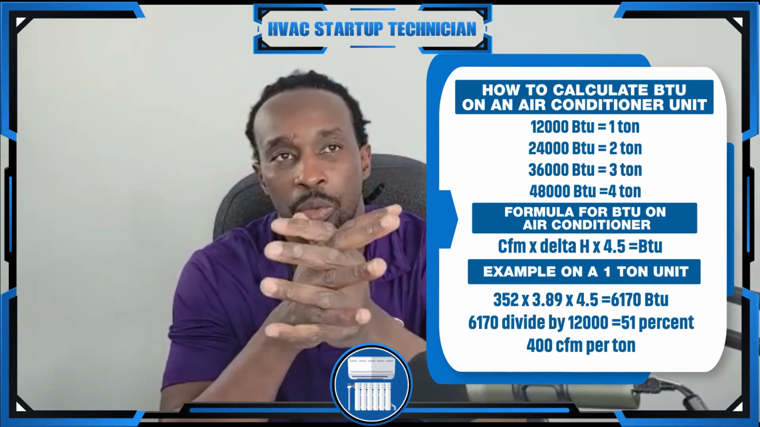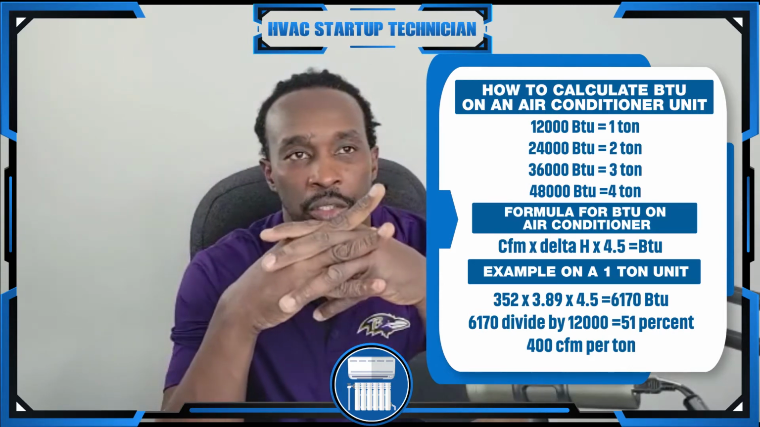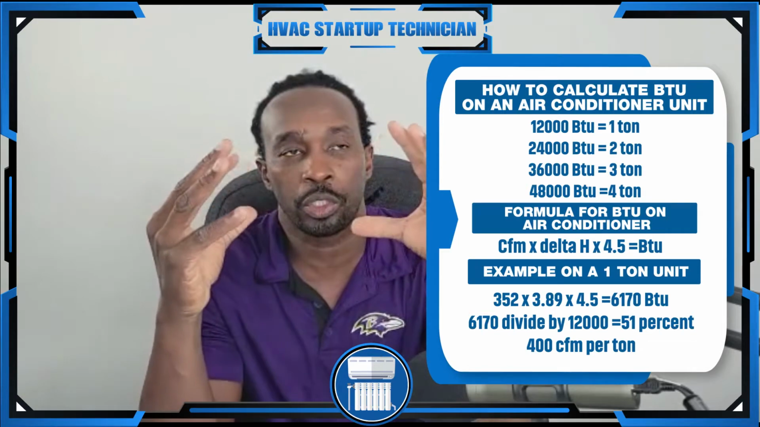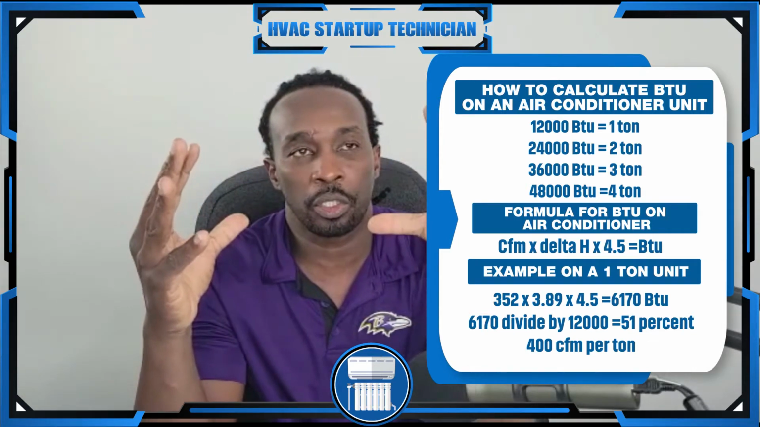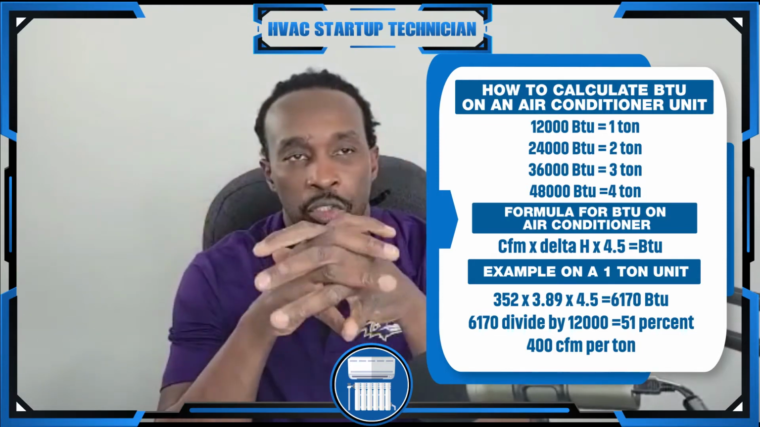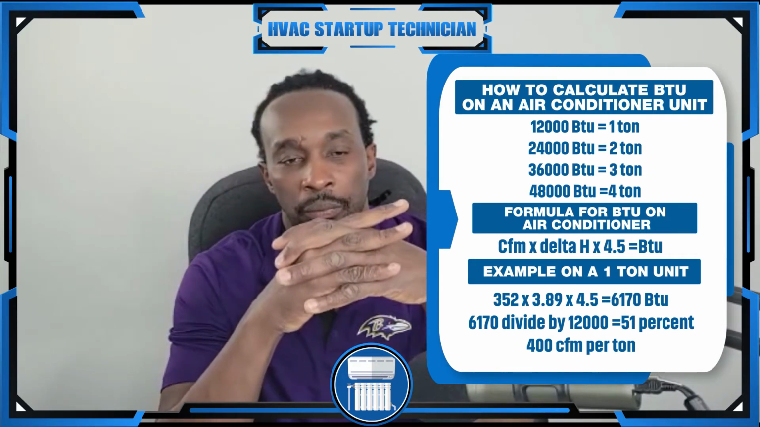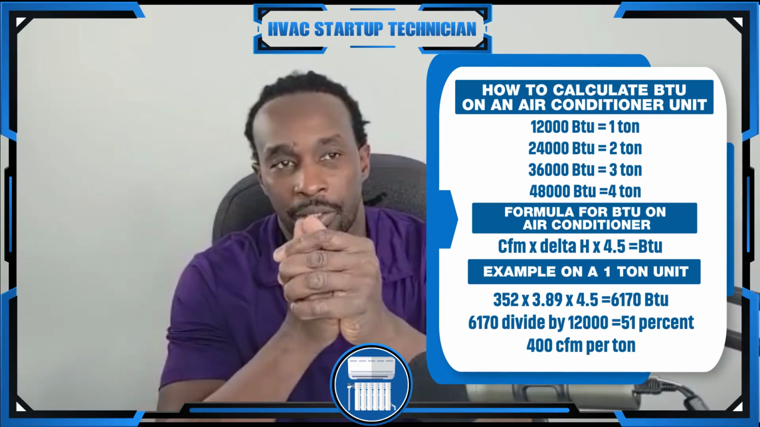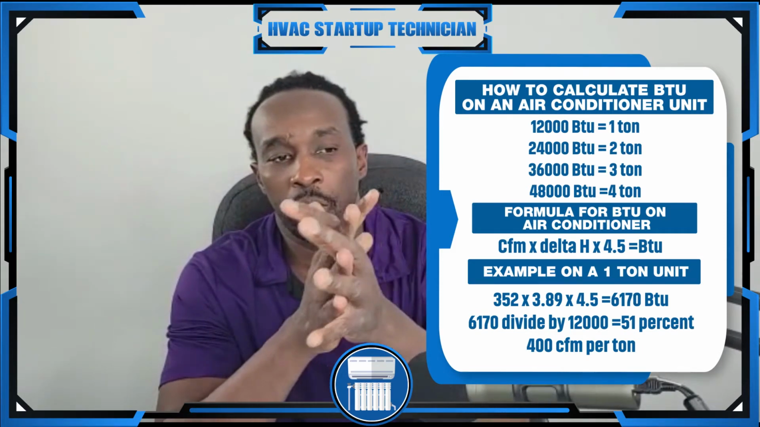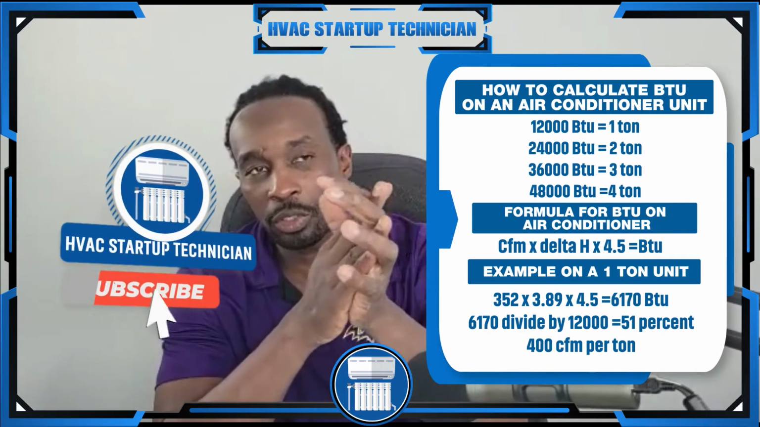We know 12,000 BTUs equals 1 ton of air conditioning. What we're trying to do here is convert tons to BTUs and go back and forth. We also know we need 400 CFM for 1 ton. But I want to go a little deeper into some formulas, so we can calculate the tonnage of the unit we have outside.